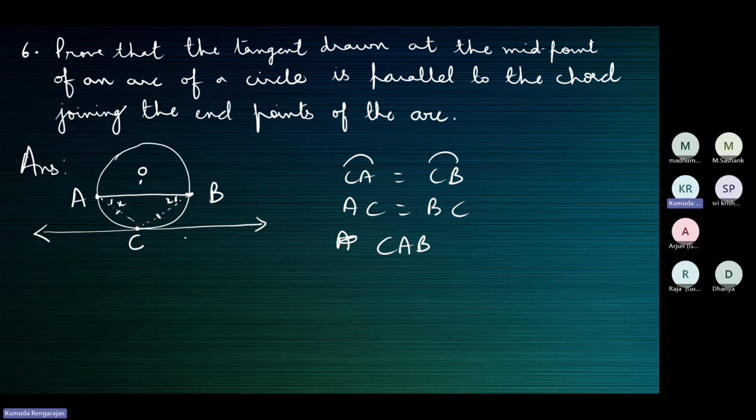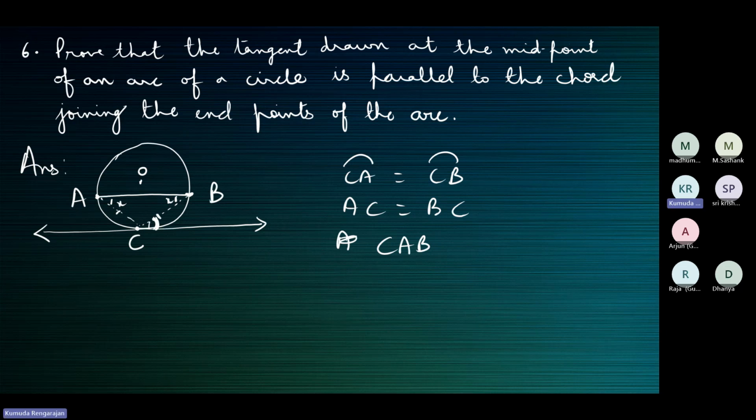But by the alternate segment theorem, see here, BC is a chord, and this is the tangent, and this is the angle between the chord and the tangent. Now this angle is equal to... see here, this angle is between the chord BC and the tangent. The angle which I have marked is between the chord BC and the tangent.